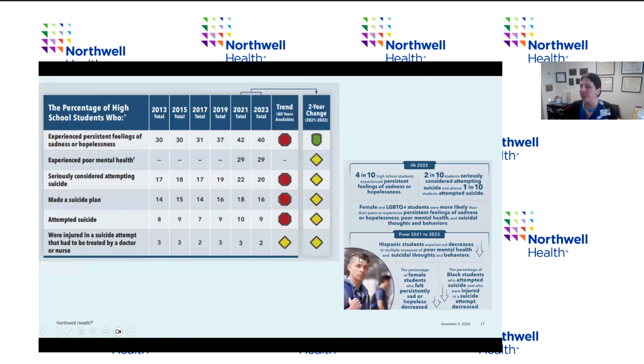And to show you the 2-year change, for the first time in over a decade, this is not all red like it usually is, which shows worsening numbers. It's yellow or green, meaning numbers are getting slightly better or at least not significantly worse, both in terms of persistent feelings of helplessness, poor mental health, suicidality, and all of these factors.